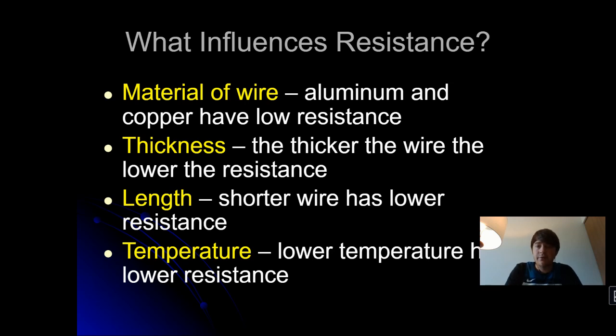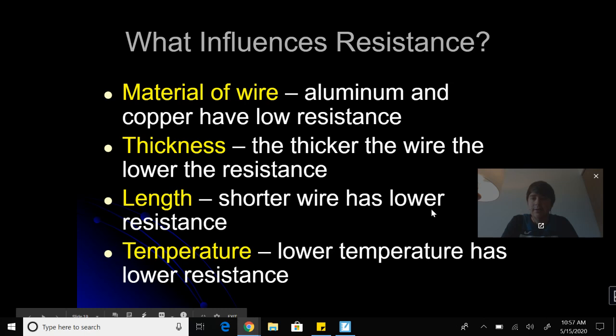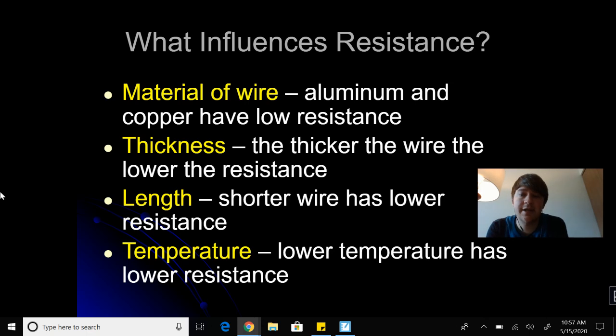So, a couple of things that influence resistance. We have four things to keep in mind, just kind of a quick bullet point list. The material of the wire is a great one. For example, aluminum and copper have low resistance. Therefore, if you want a lot of electrons moving through the wire, a lot of electricity, those are two good options. That's going to have a low resistance. Thickness: typically, the thicker the wire is, the lower the resistance is going to be. And the reason being, there is more room for those electrons to move in a bigger wire versus just a little small wire.